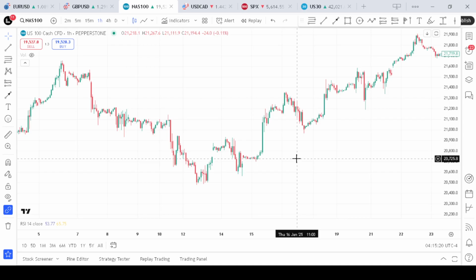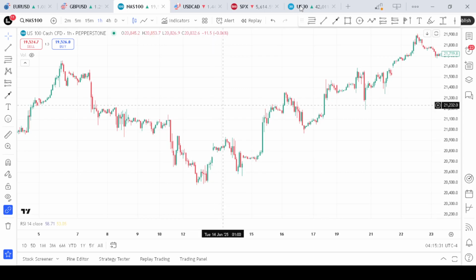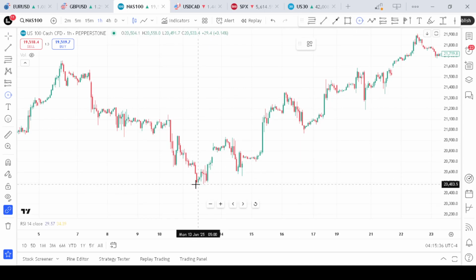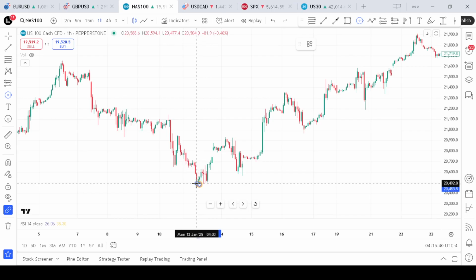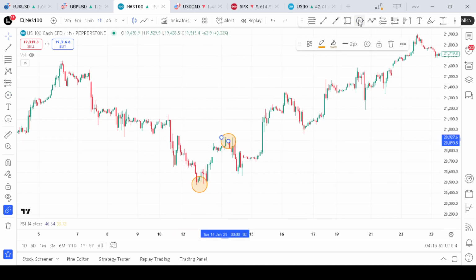Your success with this pattern depends on following specific rules for entries, exits, and risk management. To validate your Ross Hook pattern, you need 3 key confirmations. First of all, we ensure that our 1, 2, 3 pattern completes with clear price points. As we can see, this is my point 1. This will be my point 2, creating a peak, and this will be my point 3.